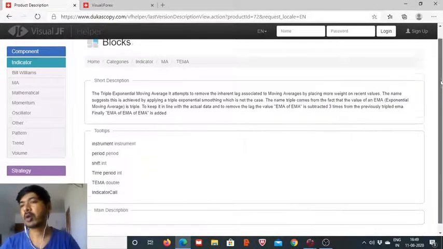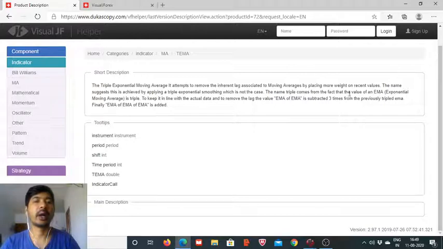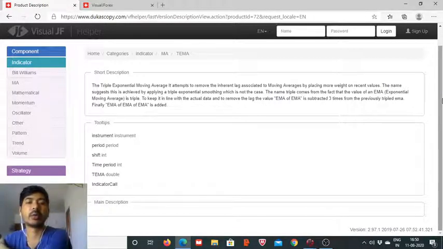From this short description here you can make out that this is an exponential moving average of the exponential moving average of the exponential moving average, and that's why it is called triple exponential moving average. And you can even Google the formula, and you will see that it is based on the exponential moving average, and then we have to carry out the process twice to get to this TEMA.